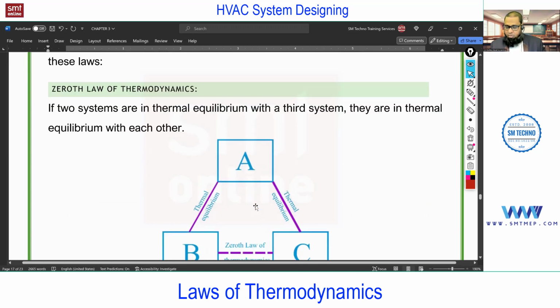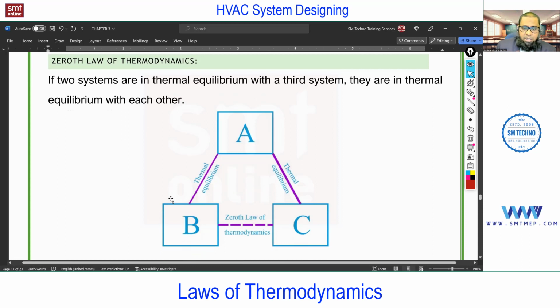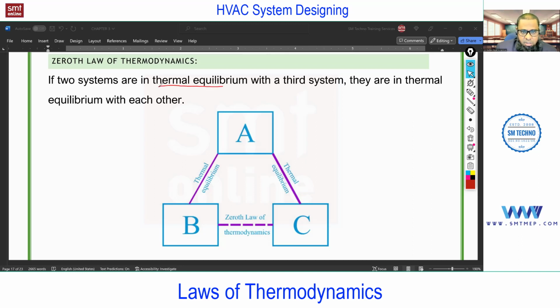So the zeroth law is very simple. As per the zeroth law, if two systems attain thermal equilibrium with a third system, it means all the systems will attain thermal equilibrium with each other. So what is thermal equilibrium? A balanced state with respect to temperature, right? That is thermal equilibrium. This term we can use in HVAC.